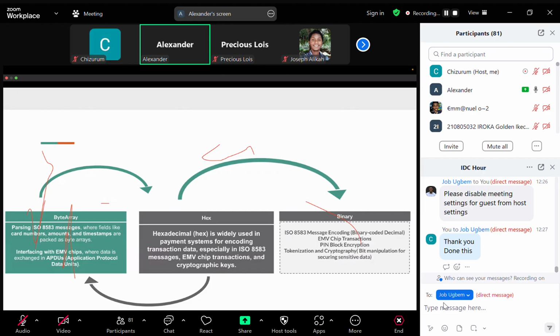And we'll go to hexadecimal because of time. I want to be as fast as possible. Hexadecimal is widely used in payment systems for encoding transaction data, especially ISO 8583 and EMV chip transactions. Even cryptographic keys, right? If I give you a key, I'm giving you that key in a hexadecimal format, right? So when you convert data back from byte array, what you are converting that data back to is hexadecimal, right?